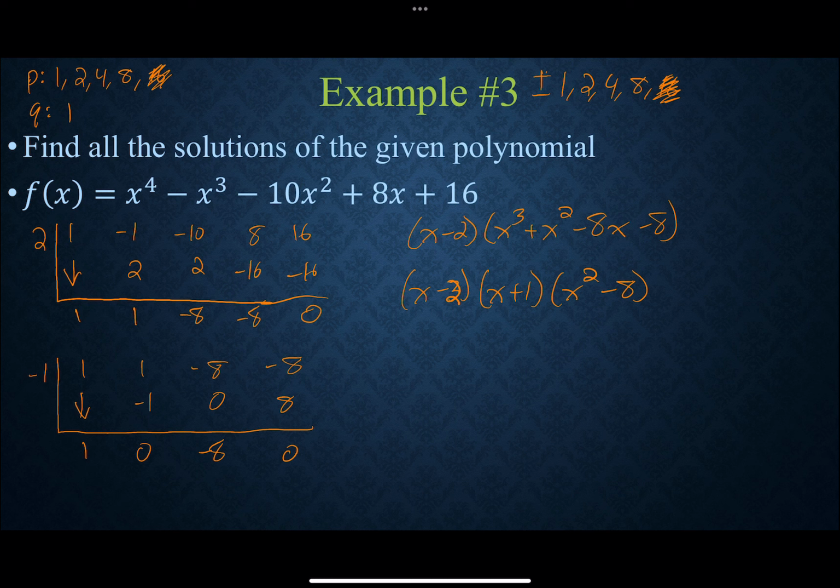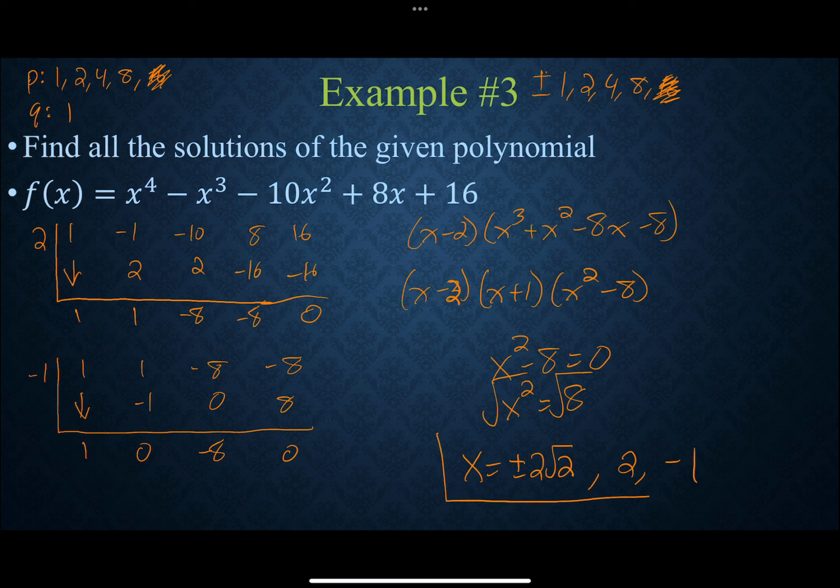Now, when it's a trinomial, for our class setup, it's going to factor and solve. When it's a binomial, we have to set it equal to 0 to solve, but that's okay, because we can isolate the x. We square root both sides, and there's our irrational answer. Square root of 8 is really 2 root 2, and it's plus or minus. And then we have the 2 and negative 1 from the synthetic division.